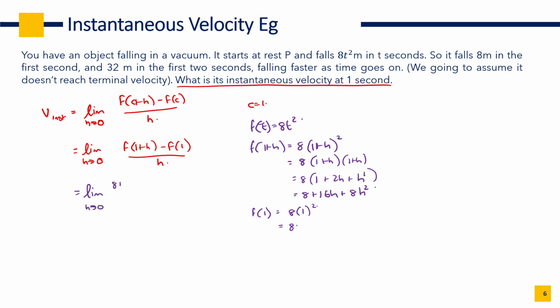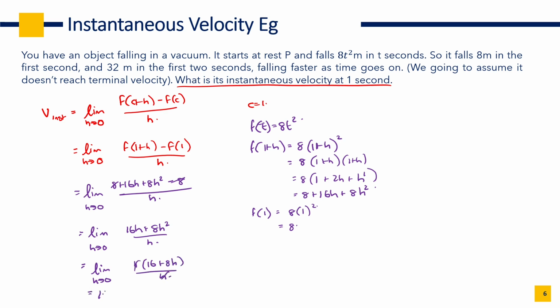And that's 8 + 16h + 8h squared minus 8, divided by h. So that's the limit as h tends to 0. That 8 and that 8 cancel out. So we have 16h + 8h squared divided by h. And we can take h as a common factor, scratch that h out, and we get 16 + 8h.